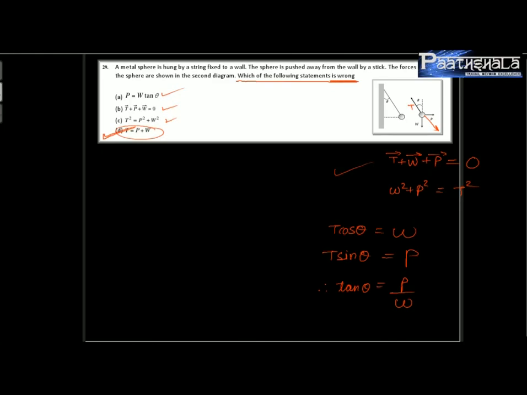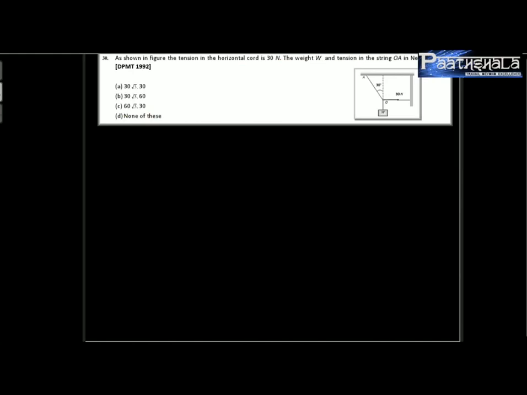Okay. The next question, the 30th question, and this is our last question for today. It is based upon Lami's theorem. We have seen Lami's theorem. This angle happens to be 90 plus 60 degree, which is 150 degree. So let me say that this tension is T. This tension has been given to be 30 Newton. The weight and the tension in the string OA in Newton are. So weight has been asked and tension T has been asked.